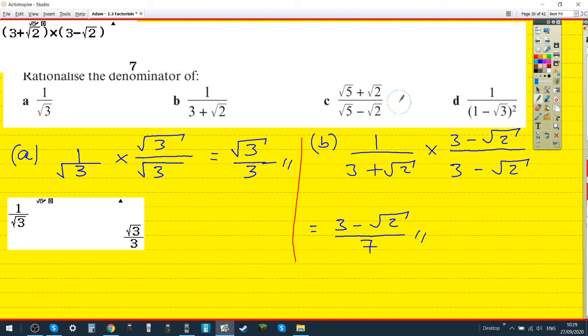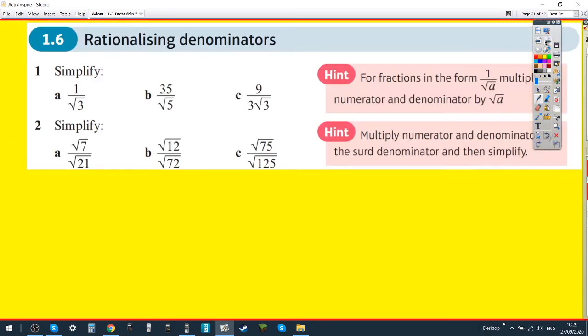Correct. What would you have to multiply the top and bottom by for this one, for question C? Root 5 plus root 2. Correct. Root 5 plus root 2. Great.